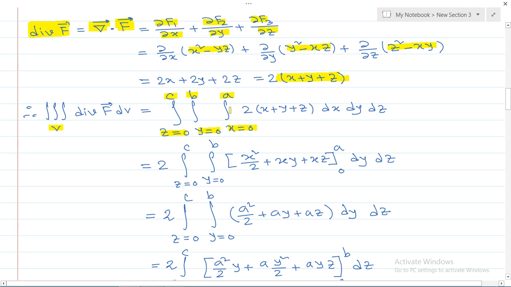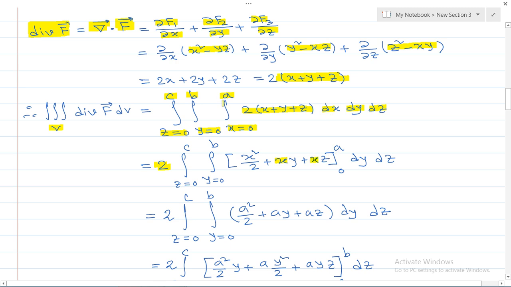So first of all, we have performed the integration of this divergence of f with respect to x, thereafter followed by y, and then followed by z. So 2 times of (x plus y plus z), 2 I have taken outside. Integration of x is x square by 2. Y and z are treated as constant while doing the integration with respect to x. So y integration with respect to x is going to be x into y. Z integration with respect to x will be x into z.